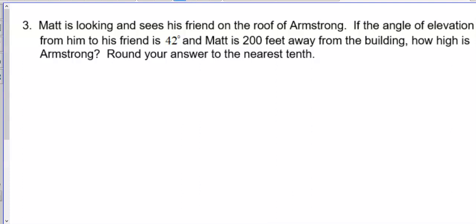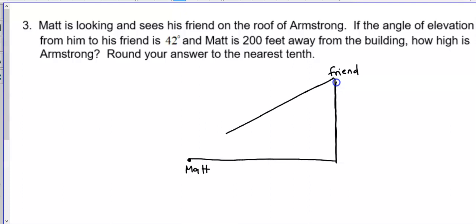Okay, so in problems like this, I just kind of visualize, here's Armstrong. It is a straight up and down building. It's not the Leaning Tower of Pisa or anything like that. Straight up and down. So here is his friend up there. And then Matt is over here on the ground. Now we can kind of make ourselves a right triangle.